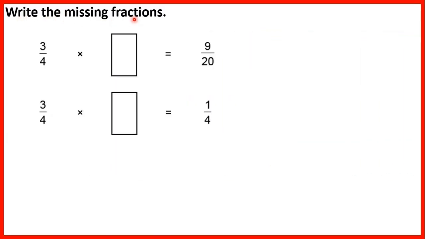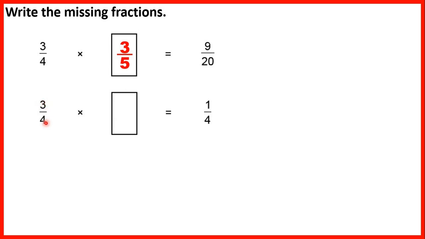Write the missing fractions. So here we have some missing fraction problems for multiplying, and multiplying fractions is very simple because we just multiply the numerators, multiply the denominators, and we have our answer. So we can think 3 times what is 9? Well, 3 times 3 is 9, so we can have a numerator of 3, and then 4 times 5 is 20, so our denominator is 5.